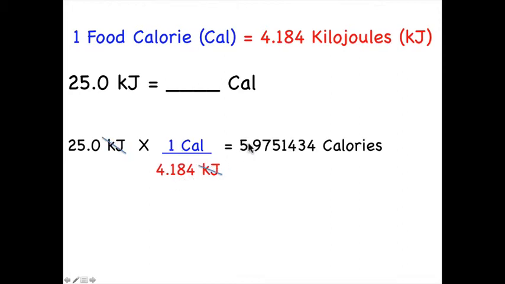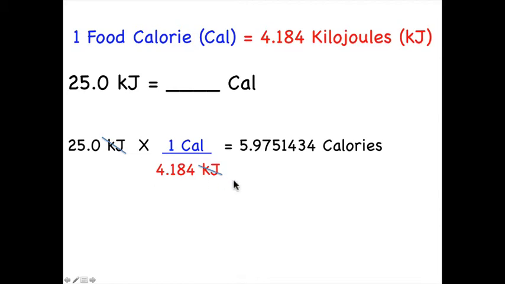And I get 5.9751434 food calories. So when I burned my gram of peanut and got 25.0 kilojoules, that's the same as 5.97, or almost 6 food calories. So now I figured out how many food calories came out of that peanut, and that's what I was looking for. Since my units match what I was looking for, I know I'm done, and everything else canceled, so I'm good to go.